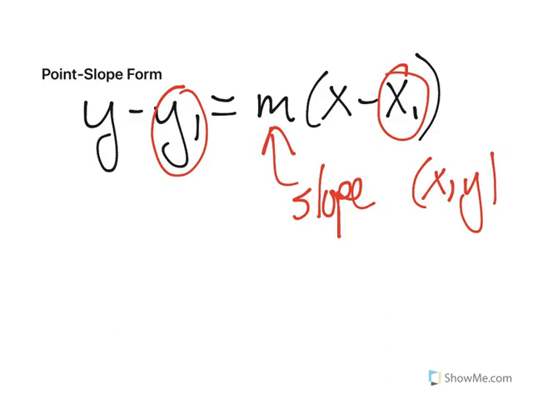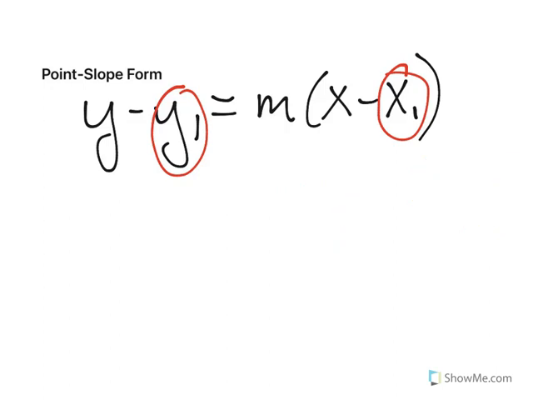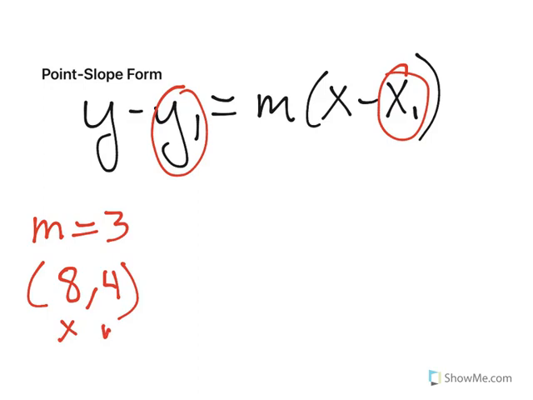So, for example, say we're given a line that has a slope of 3, and it goes through the point 8, 4. So we know that x and y is 8, 4, but because it's the one point that it goes through, that's x1, y1. So let's plug everything in here.